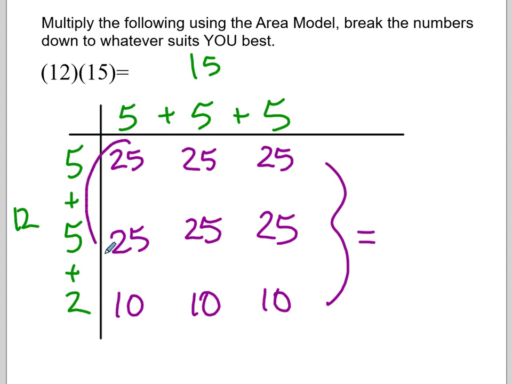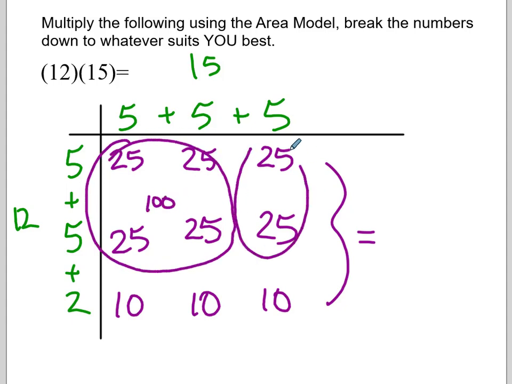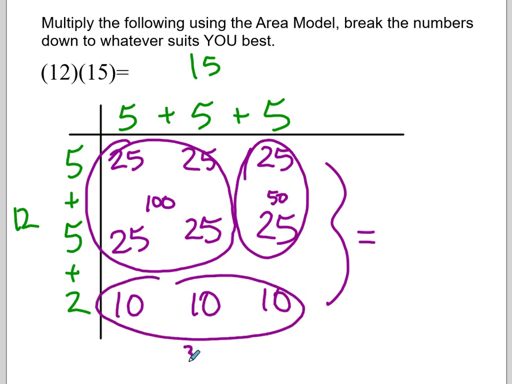So we might be able to say, hey, look, 4 groups of 25, that's 100. 2 groups of 25, that's 50. And 3 groups of 10, that's 30. So we have 100 plus 50 plus 30, that's 180. And again, if you have a different method, that's okay. This is just trying to introduce this concept.